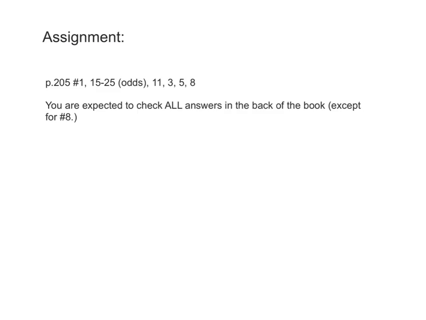So you can see, if you understand what we just did, you have an assignment to do. This is in your textbook. The numbers are out of order, but I want you to do them that way just so you can work through from easiest to most difficult. Start with number 1 and then 15 to 25 odds, 11, 3, 5, and 8.